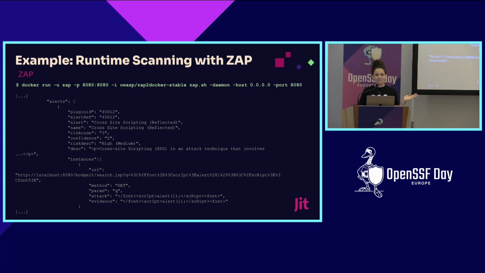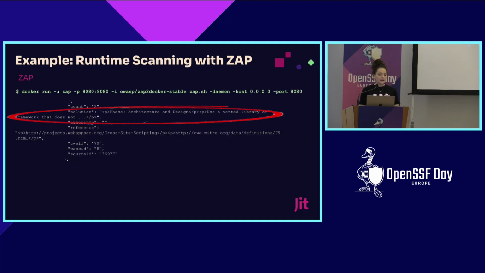A quick example of the results of runtime scanning using ZAP. This is the prompt that we use, and this is how the result looked. And here you can see that ZAP also provides some remediation guidelines, so as we said, this is very helpful for our developers.